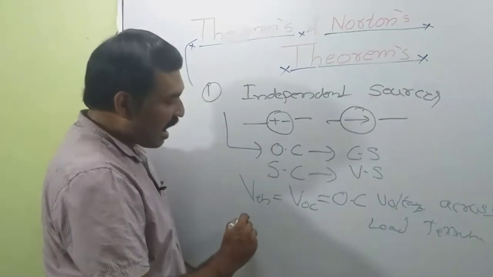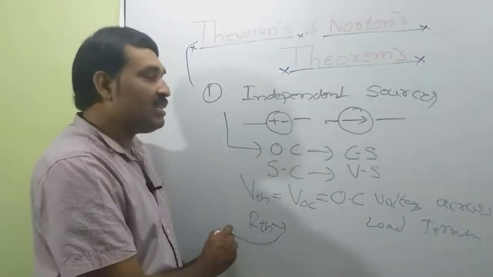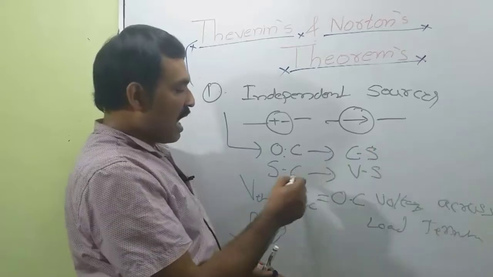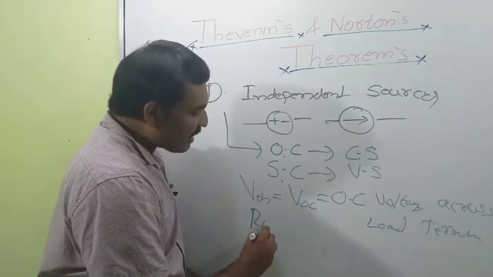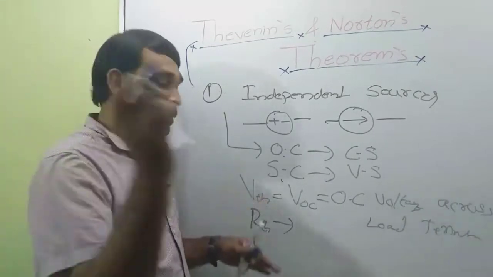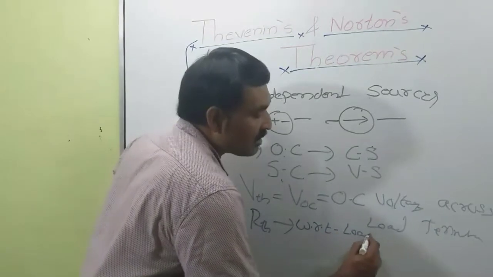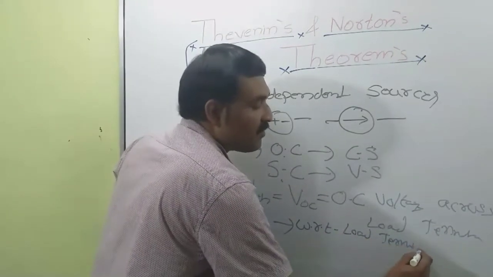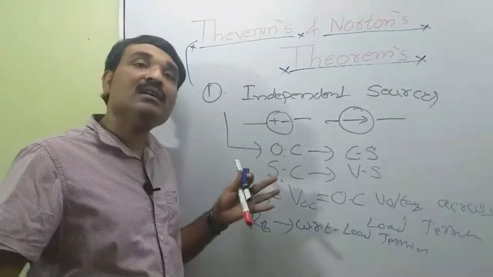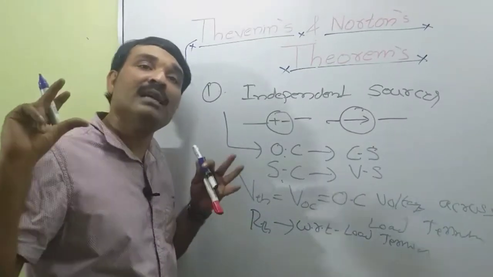Then find RTH. RTH is calculated by deactivating all sources, that is, all independent sources, that is, open circuiting current sources and short circuiting voltage sources. RTH is calculated with reference to the load terminal. That means we open circuit the load and calculate the effective value of the resistance, or equivalent value of the resistance, with respect to the load terminals.